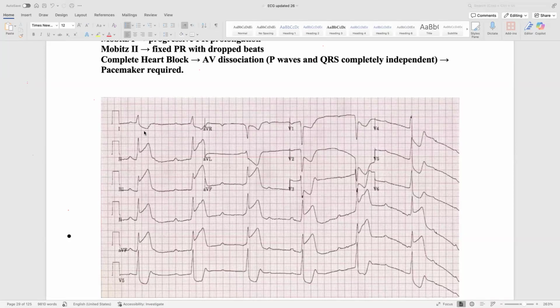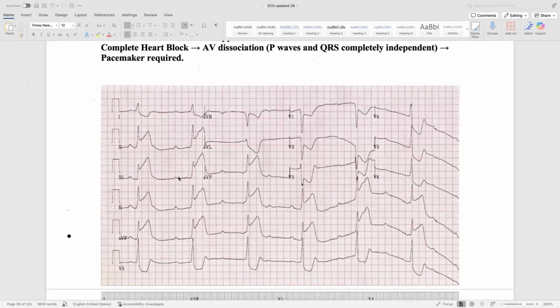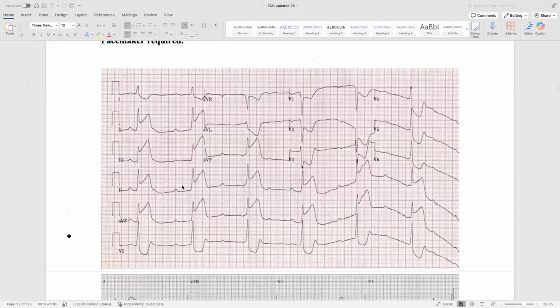Maybe double vessel, maybe triple vessel disease, leading to inferior and lateral at the same time. Inferior by the right, lateral by the left. What do you think? Double vessels or not? Yes, double vessels. And in this patient, there is a complete heart block. We don't know if it is because of the right artery or because of the left.